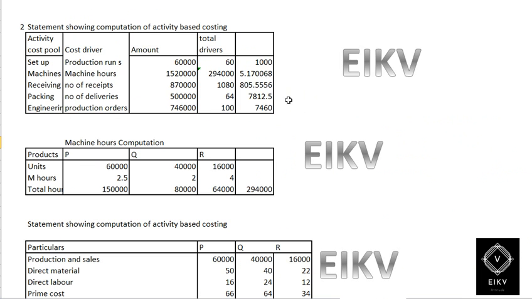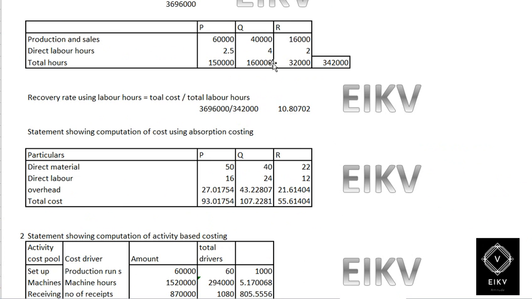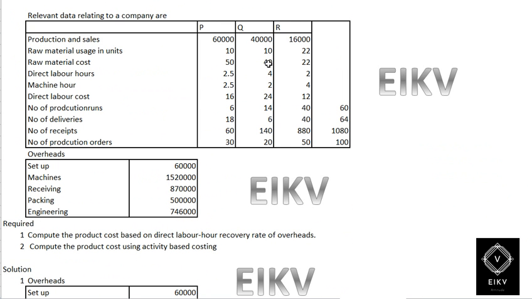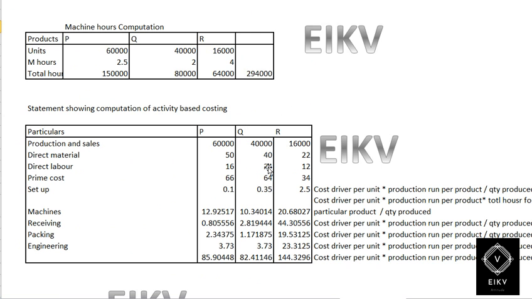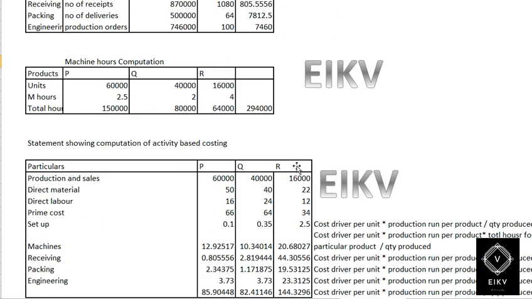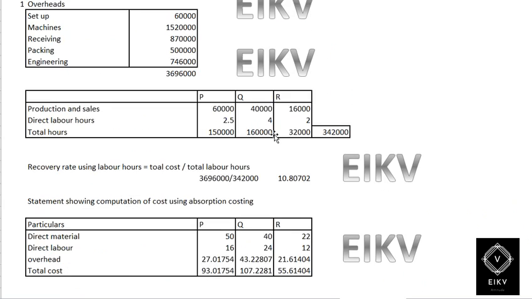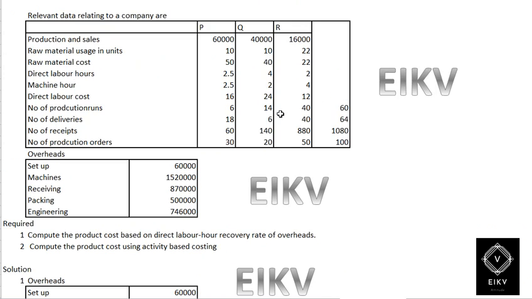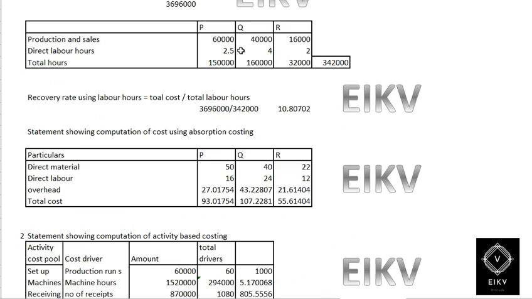The cost driver per unit will be 1000 multiplied by the production runs, which is 6 for product P, divided by the total quantity of the product, which is 60,000, and that will give 0.1.